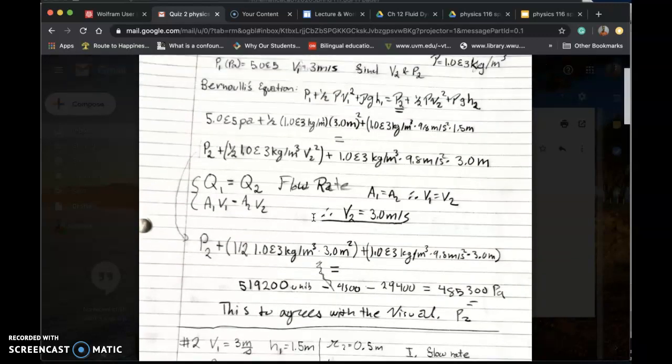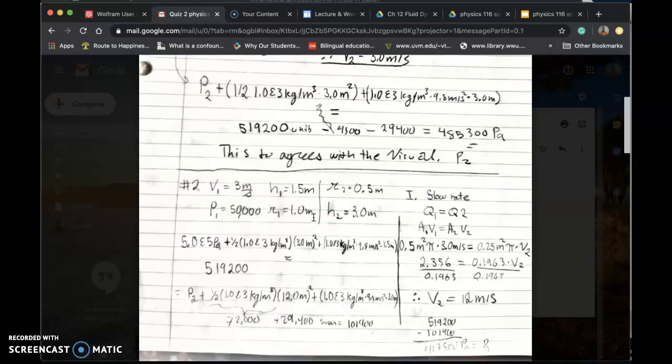And once we have it all settled out, what we do is 519,200 units minus 4,500 minus 29,400, which equals 485,300 pascals. And this agrees with our visual that we got before in the simulation. Now we move on to number 4.